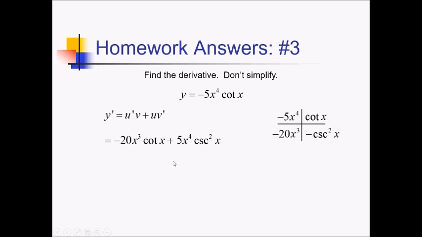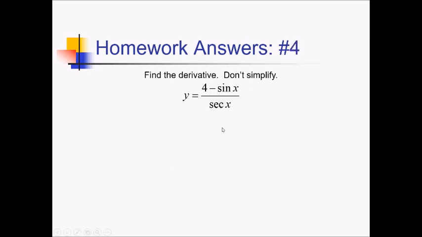call it a day. To find the derivative on this one, the fastest way is going to be to use the quotient rule, especially since we don't have to simplify. There's other ways to do it if you treat this as 4 over secant and sine over secant and do a little trig simplifying. But, again, quotient rule is going to be faster. So that would be u prime v minus uv prime over v squared.